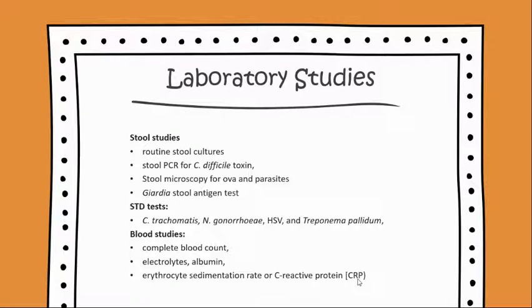Laboratory studies, stool studies, routine stool cultures, stool PCR for C. difficile toxin, stool microscopy for ova and parasites, Giardia stool antigen test. STD tests include C. trachomatis, N. gonorrhoeae, HSV, and Treponema pallidum. Blood studies include a complete blood count, electrolytes, albumin, erythrocyte sedimentation rate, or C-reactive protein.